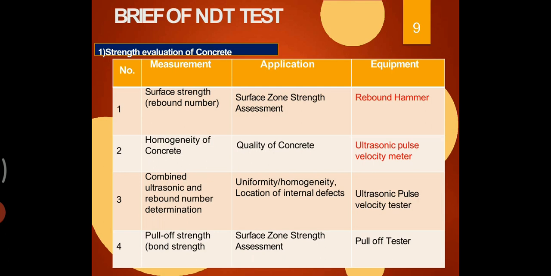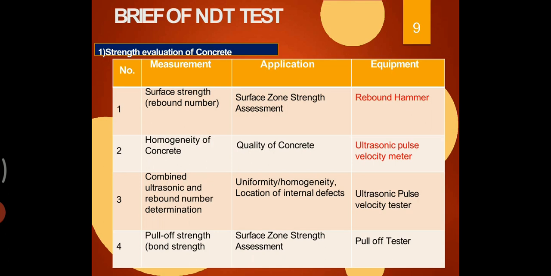Then let us see some of the NDT techniques that we suggest for different types of works. For example, in case of strength evaluation of concrete, suppose we want to know the surface strength, so we use the rebound number. In this case, for surface zone strength assessment, we can use the rebound hammer. Then homogeneity of concrete. In order to assess the quality inside the concrete, we can prefer the ultrasonic pulse velocity.